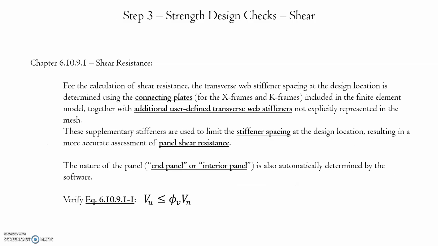For the shear resistance, there is an option in the program, we will see that in a minute, to have additional user-defined transverse web stiffeners for design checks. These stiffeners will not be explicitly modeled in the finite element mesh, but they will play a major role in increasing the shear strength of the panel, of course. Additionally, the program will recognize whether we are looking at an end panel or an interior panel.